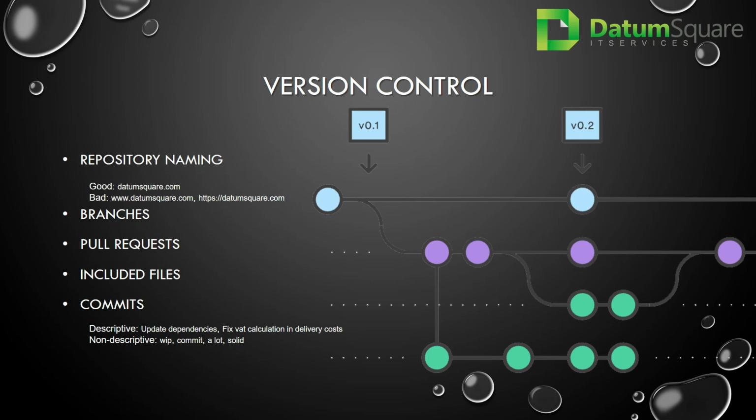So first of all, we will talk about the repository naming. Some examples are listed here. You can see on the slide. A repository contains the source code of a site. The name should be the main naked domain name of that site. It should be lowercase.